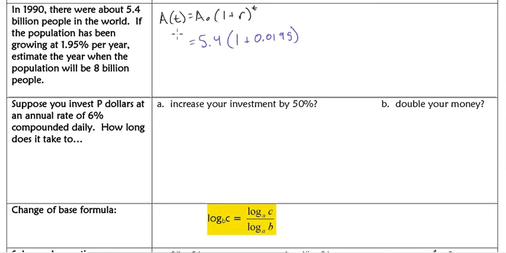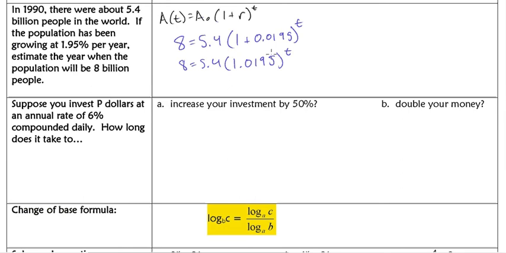And we need to figure out when the population will be 8 billion people. So how much time needs to go by? Okay, so let's start messing around with this a little bit. First off, we're going to add these together, and we get 1.0195 to the t power times 5.4 is equal to 8.